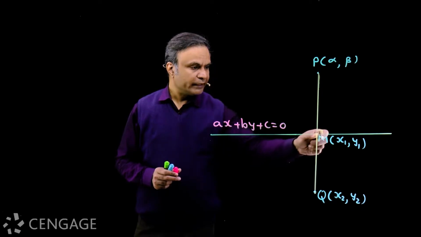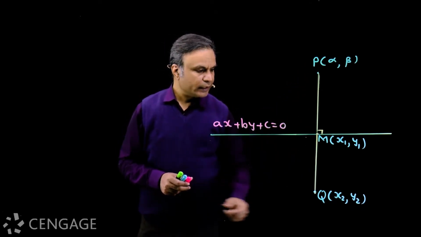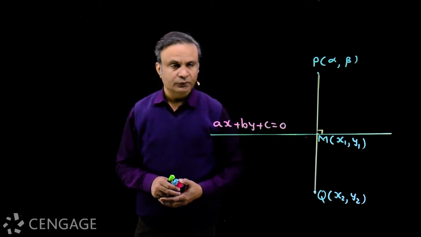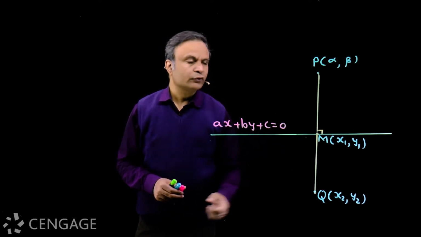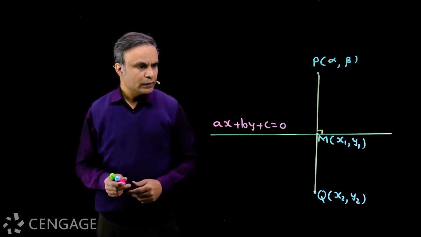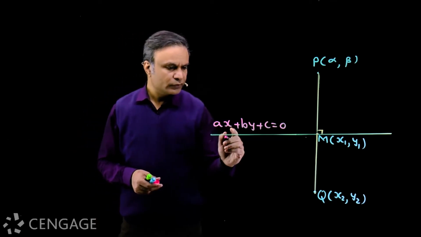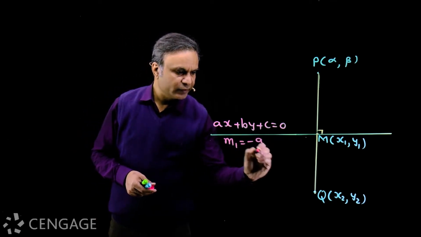Here M is the foot of perpendicular from point P on the straight line and Q is the reflection of point P in this straight line. Now we know how to get the coordinates of the foot of perpendicular. How do we find the coordinates? The slope of the straight line is minus a upon b. What will be the slope of this line? Slope is minus a upon b.